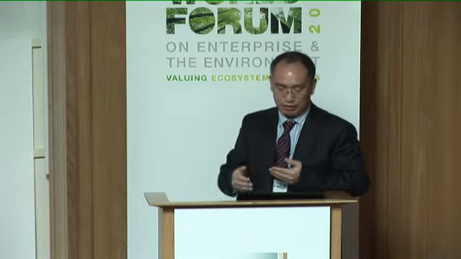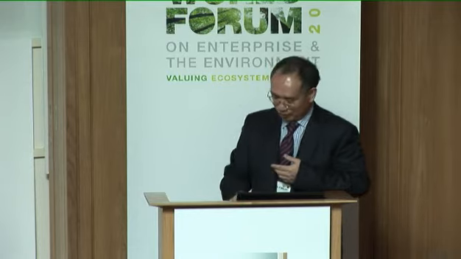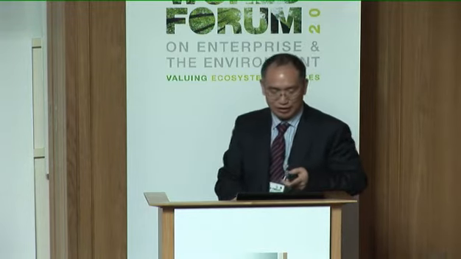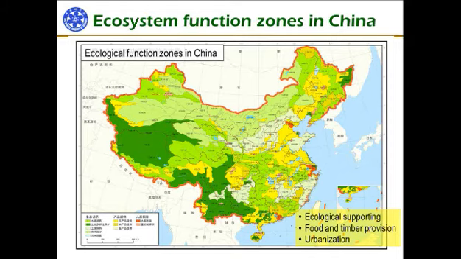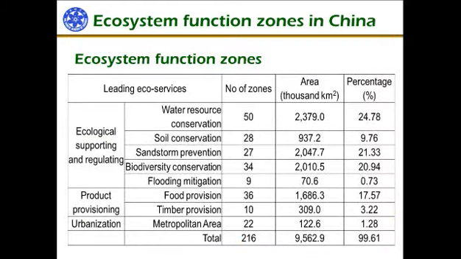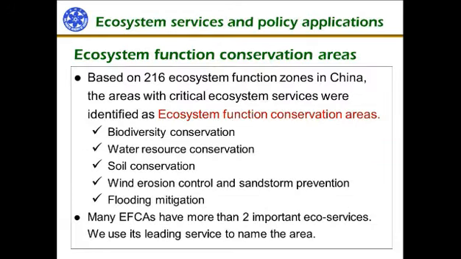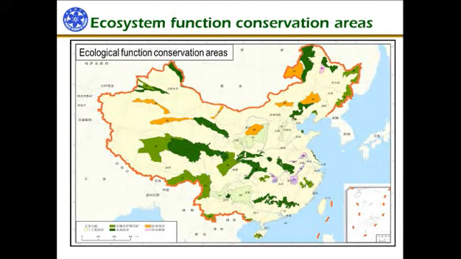First, we put ecosystem service as the first order. So this is the general function zone of China. We put China into 213 zones altogether. And this is the ecosystem zone. And the area altogether, I will go into detail.